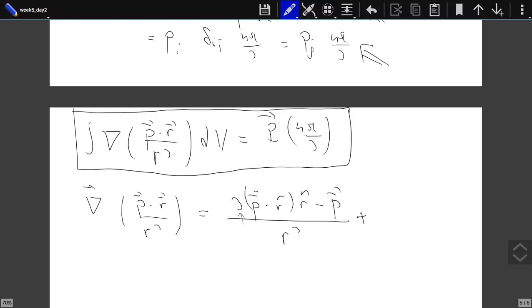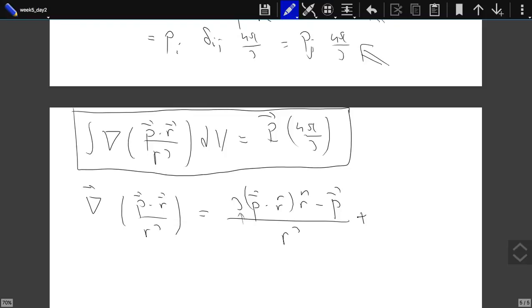Which, by the way, shouldn't appear unless r is exactly equal to 0, because the right-hand side we just obtained by taking the derivatives of the left-hand side. And we are free to take the derivatives unless r is equal to 0. At r equal to 0 there are singularities, so we cannot really take the derivative. So we should add something which is 0 everywhere except when r is equal to 0, and the integral of which should be 4 pi over 3 times p.